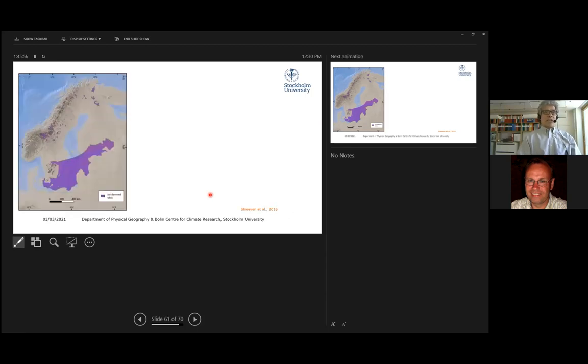And finally, of course, you can look at the flow and the impoundment of lakes, and so marginal positions.